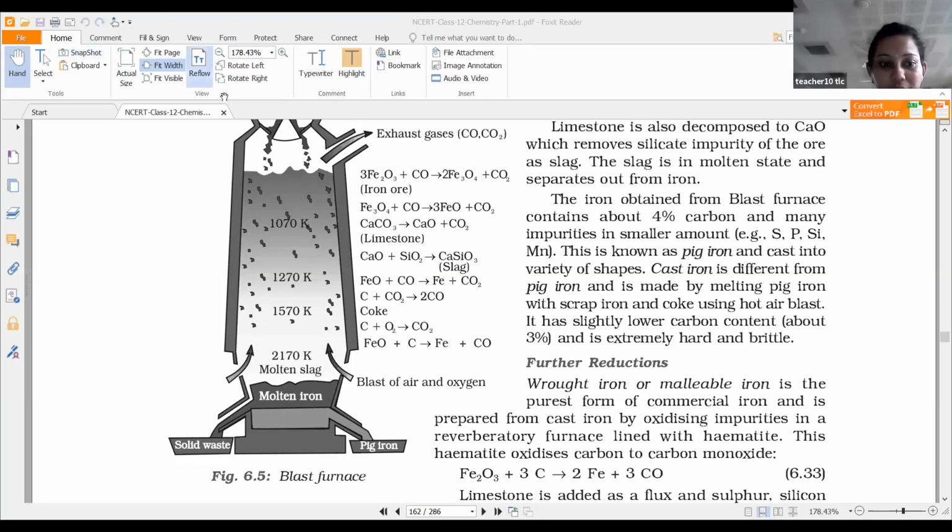Yes, students. Now you concentrate on this pig iron. What we are discussing is related to this solid waste, right? Yes, Nihad, you have asked this question. The melt of iron, its density is more, its mass is more.